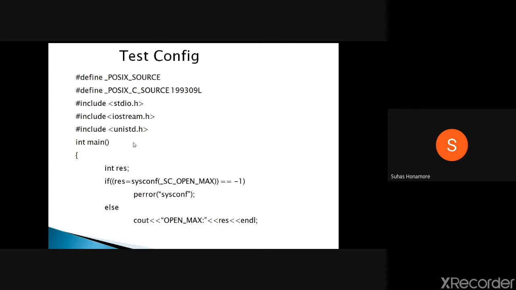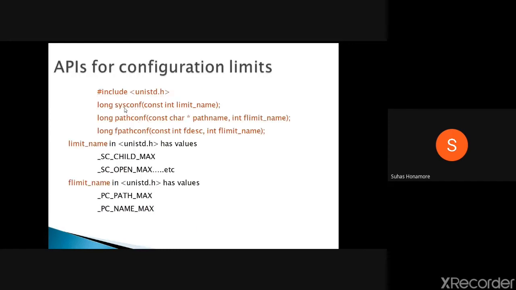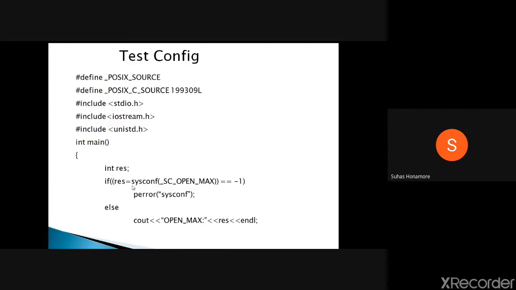For that, we'll see one program, how to write it. Here all three we are going to write and check. So how can we use system configuration, path configuration, and f path configuration? First one is system configuration.